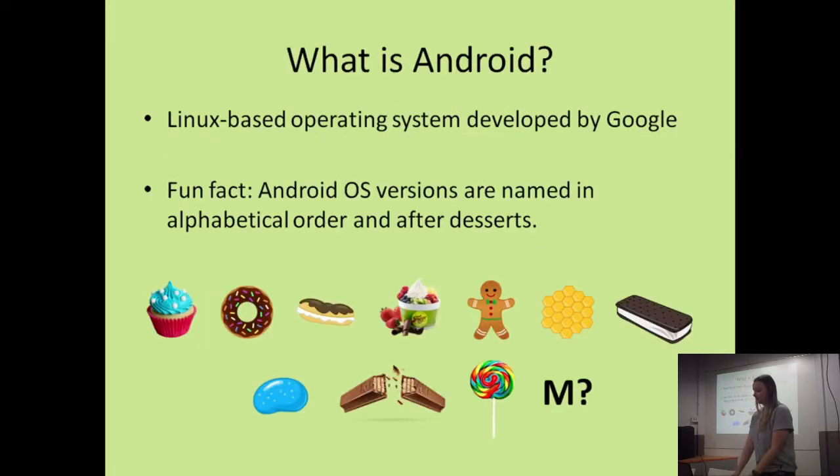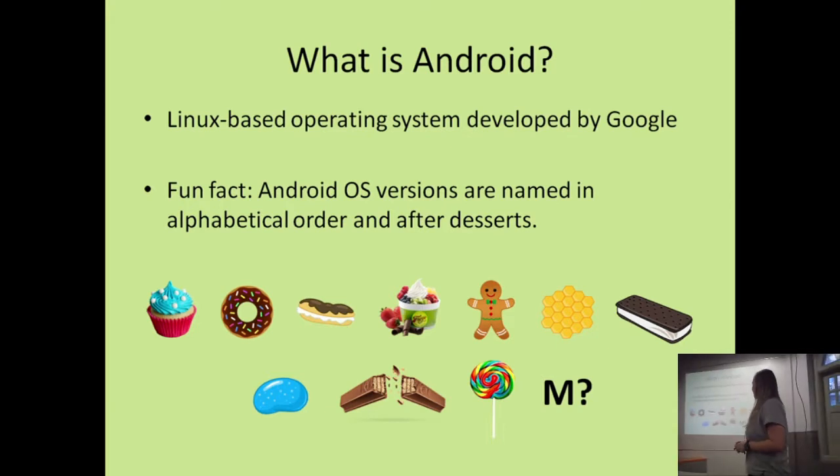So what is Android? Android is a Linux-based operating system intended for mobile devices. Android operating system versions are named in alphabetical order and after desserts. So we've got Cupcake. For some reason, it started at C. Not really sure what happened to A and B.